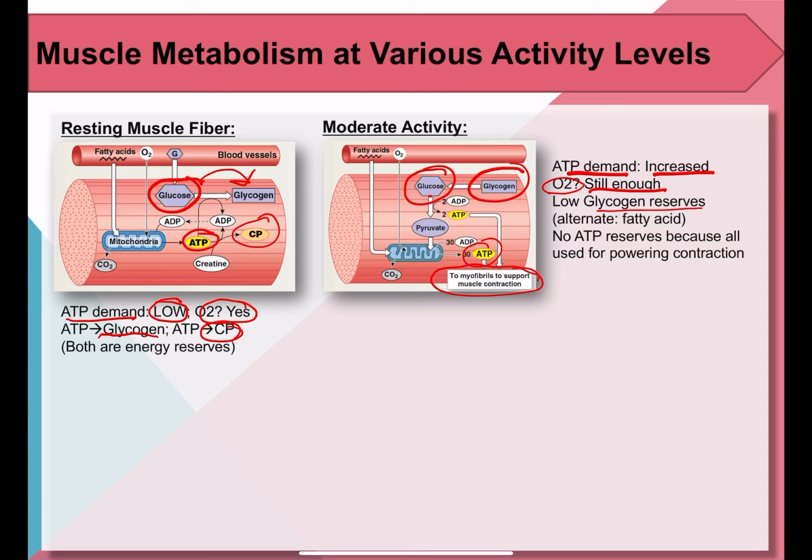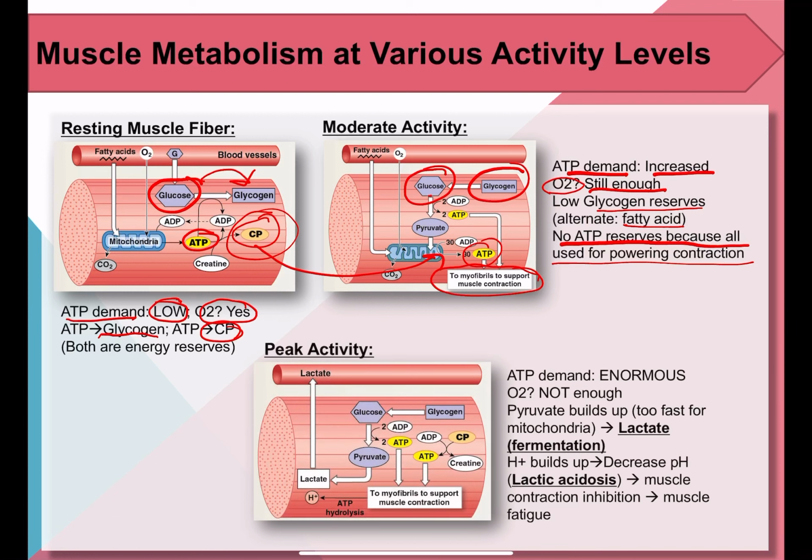There is an alternate route with fatty acids, through lipid metabolism as well. That works too. But there are no ATP reserves currently, because all of them are being used for powering contraction. So all that creatine phosphate you just stored now gets converted into ATP very, very quickly to supply your walk around the neighborhood.